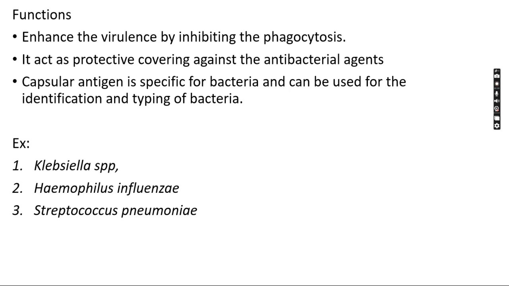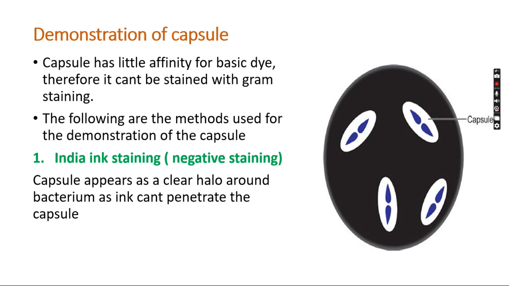And this capsular antigen we use for typing the bacteria. Typing means that for speciation or identification, we use this capsular antigen. Examples of capsulated bacteria include Klebsiella pneumoniae, Haemophilus influenzae and Streptococcus pneumoniae. These three are the most commonly isolated capsulated bacteria from human samples. So we'll see how to demonstrate it.